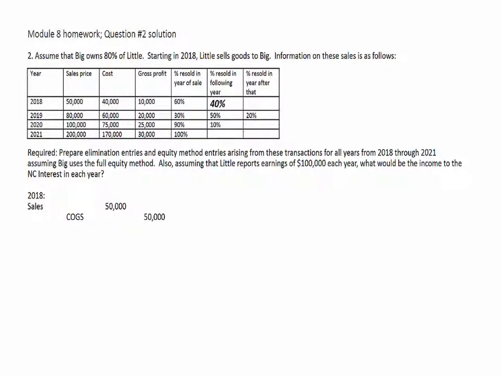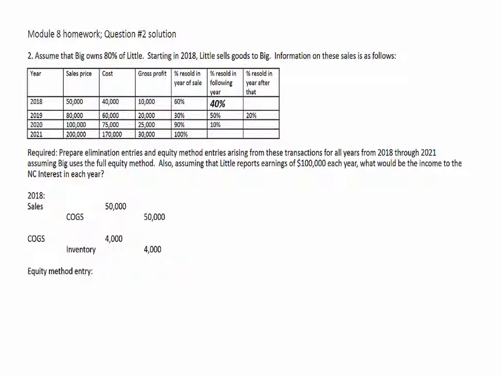40% of that merchandise was not resold in 2018, which means that 40% of that gross profit was not realized, which means we need to defer $4,000 of gross profit. And again, we do that by debiting cost of goods sold, increasing our cost of goods sold, and crediting inventory.